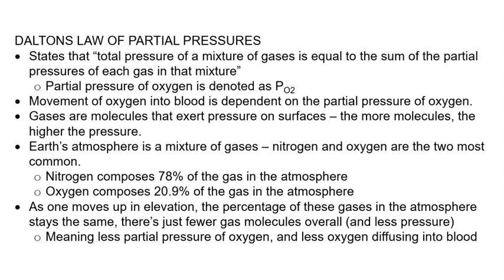Last but not least, we will examine a principle of physiology called Dalton's law of partial pressures. Dalton's law of partial pressures states that the total pressure of a mixture of gases is equal to the sum of the partial pressures of each gas within that mixture. There are two primary gases that make up Earth's atmosphere. The first is nitrogen gas, abbreviated N2. Nitrogen gas makes up about 78% of Earth's atmosphere.